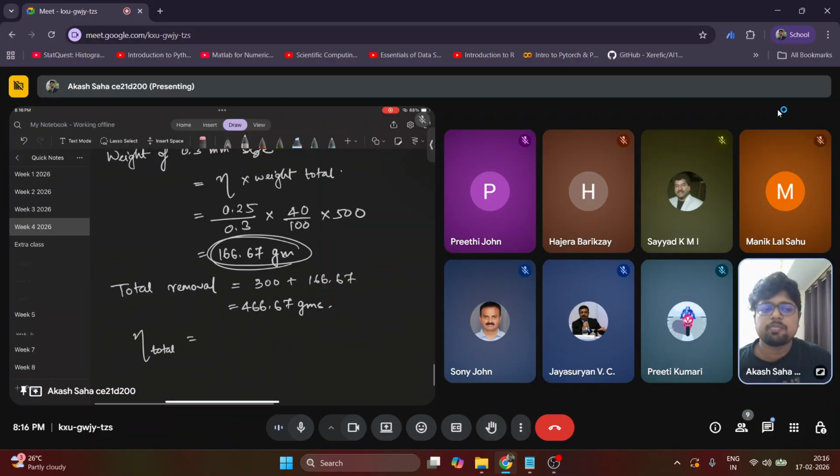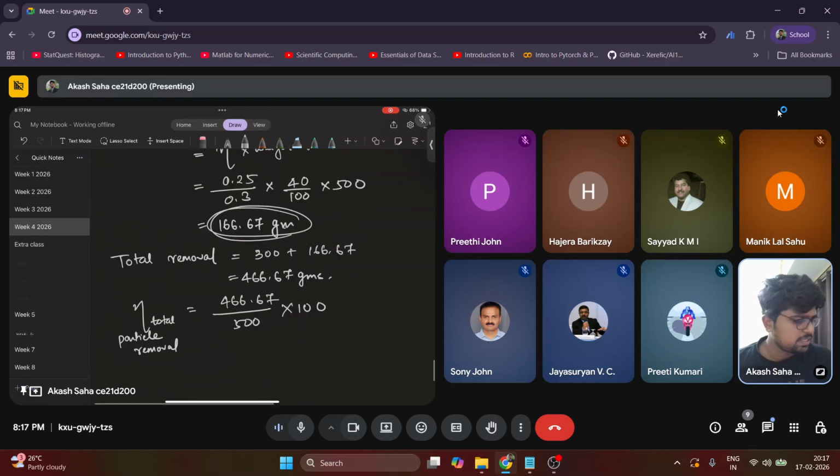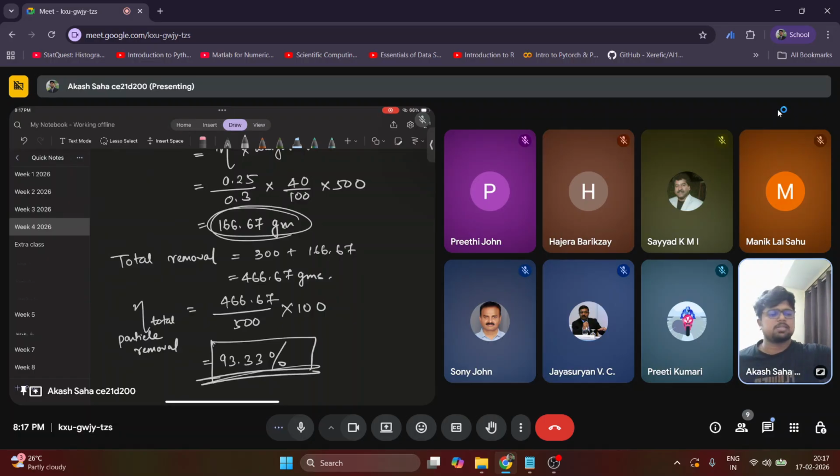So what is my total efficiency? Total efficiency of particle removal: we had around 500 grams. Out of that 466.67 is getting removed. So 466.67 divided by 500 into 100. So that is 93.33%. So my removal efficiency is 93.33%. So that's how you have to do it.